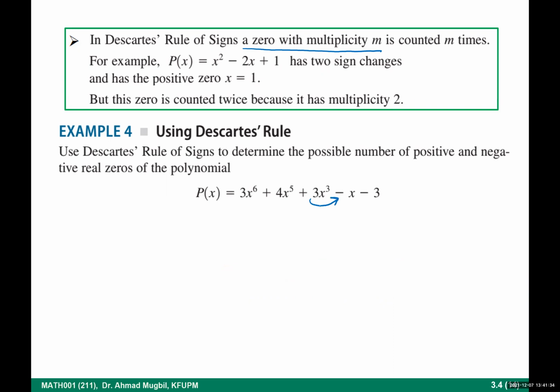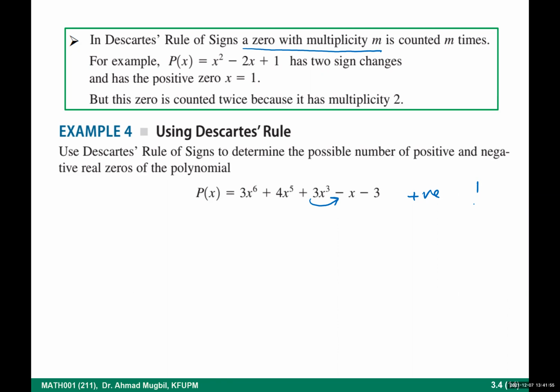No, 1 only. We have 1 number of variations. So this means how many positive? Only 1. If you did 1 minus 2, you would go to a negative number, which is not a whole number. So we stop at 1 only. So this polynomial may have 1 positive real zero.